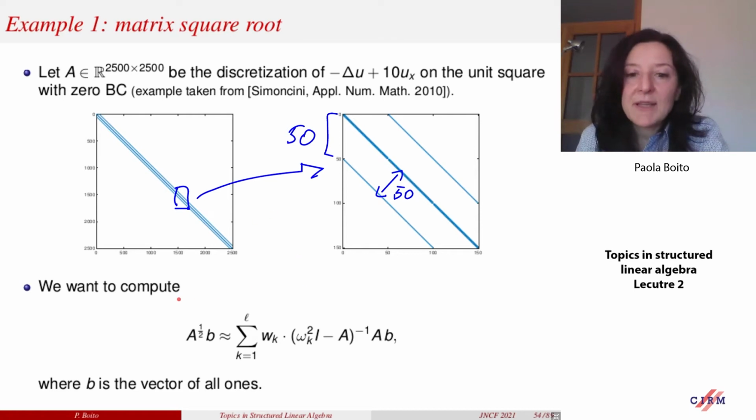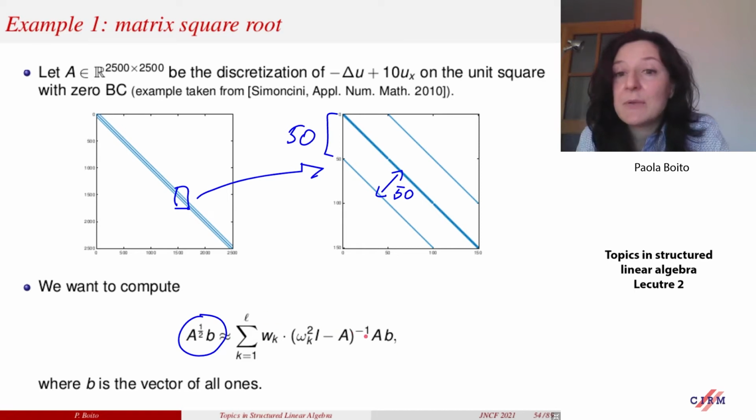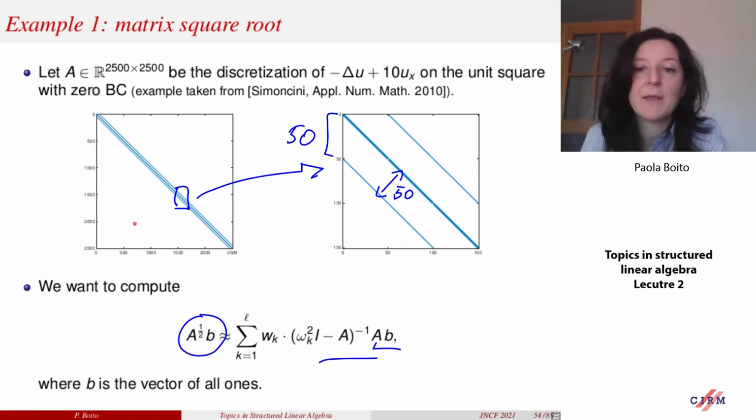What we want to compute here is the square root of this matrix times a vector of all ones, because that's what the problem asked. What we need to do is to discretize the expression of the square root so that it can be computed using solutions of linear systems. So we want an expression like this: the square root of A times b should be the sum over k of a weight times the solution of a linear system obtained from a diagonal shift of the matrix A, with right-hand side given by Ab.